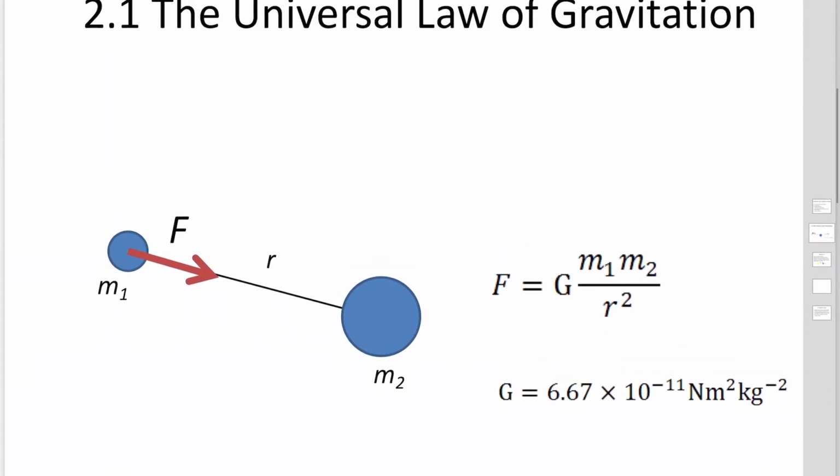First topic: universal law of gravitation. In the universal law of gravitation, we consider two objects. One of the objects has a mass of m sub 1, and the other object has a mass of m sub 2. And the force acting between the two objects is given by this equation. F equals G m sub 1 m sub 2 over r squared. R is the distance between the two objects, and G is a proportional constant.